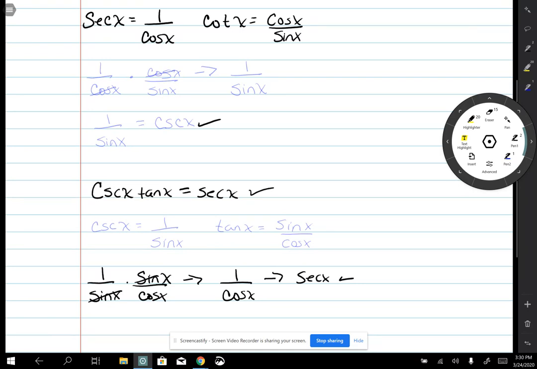Okay? So that is the first type of a problem that you're going to wind up seeing. Not too bad, hopefully. So let's move on to example 2.